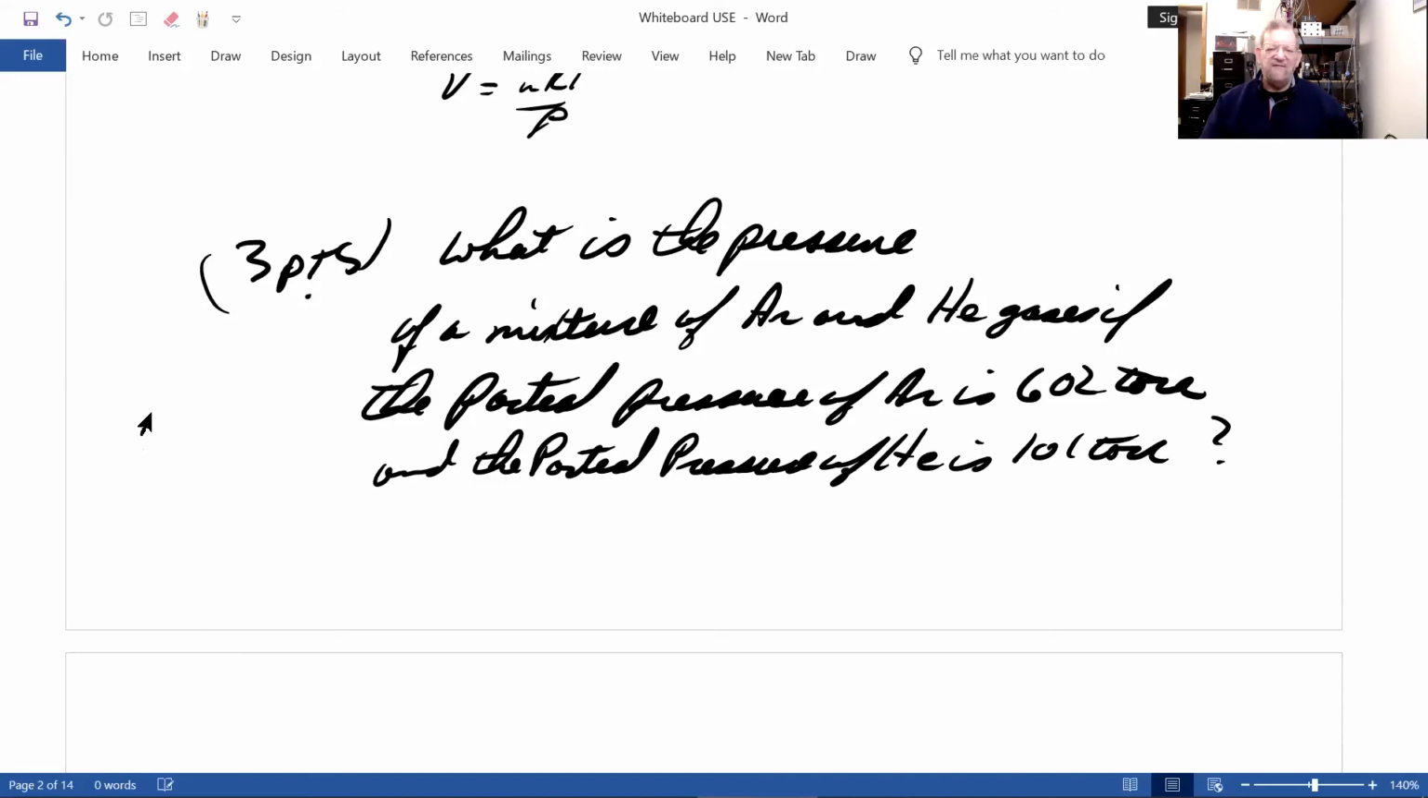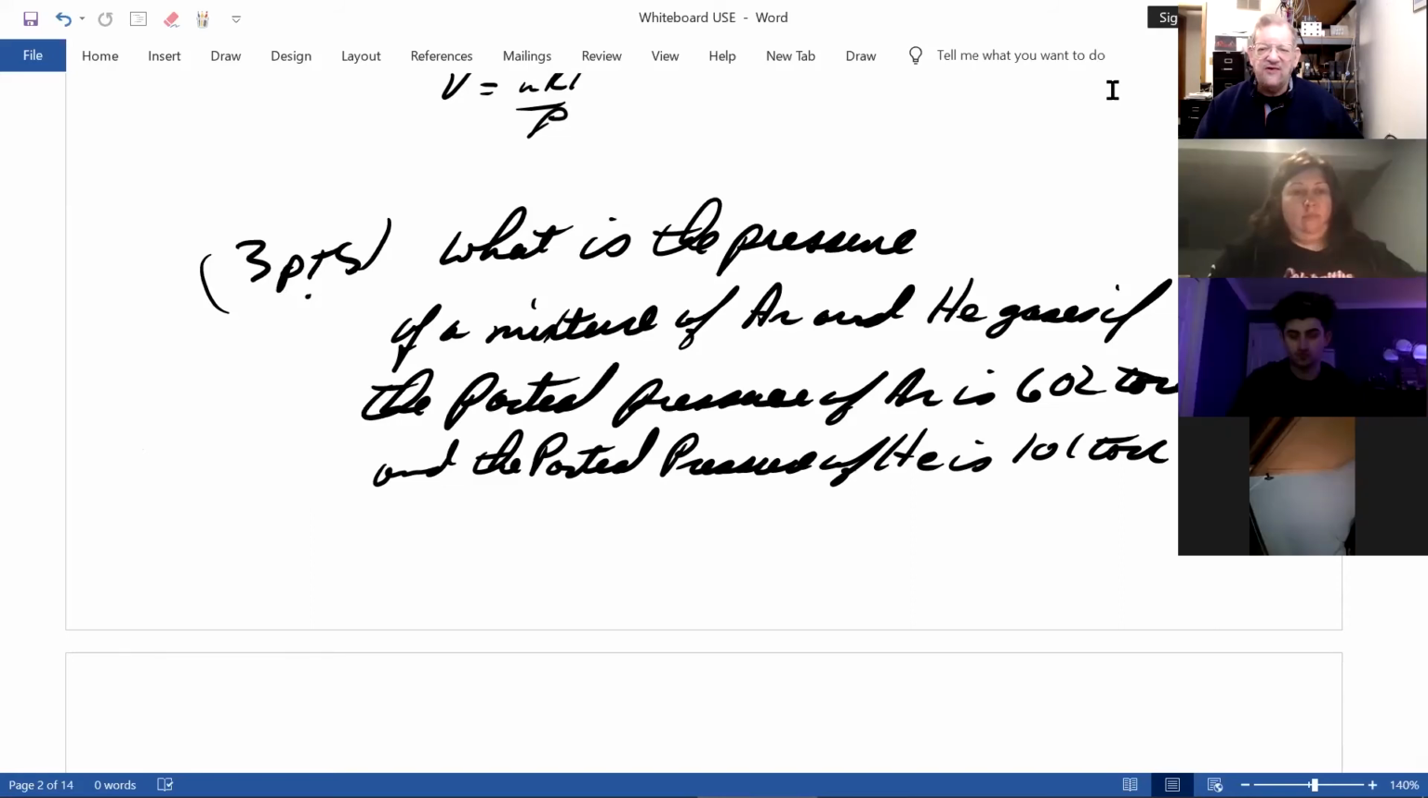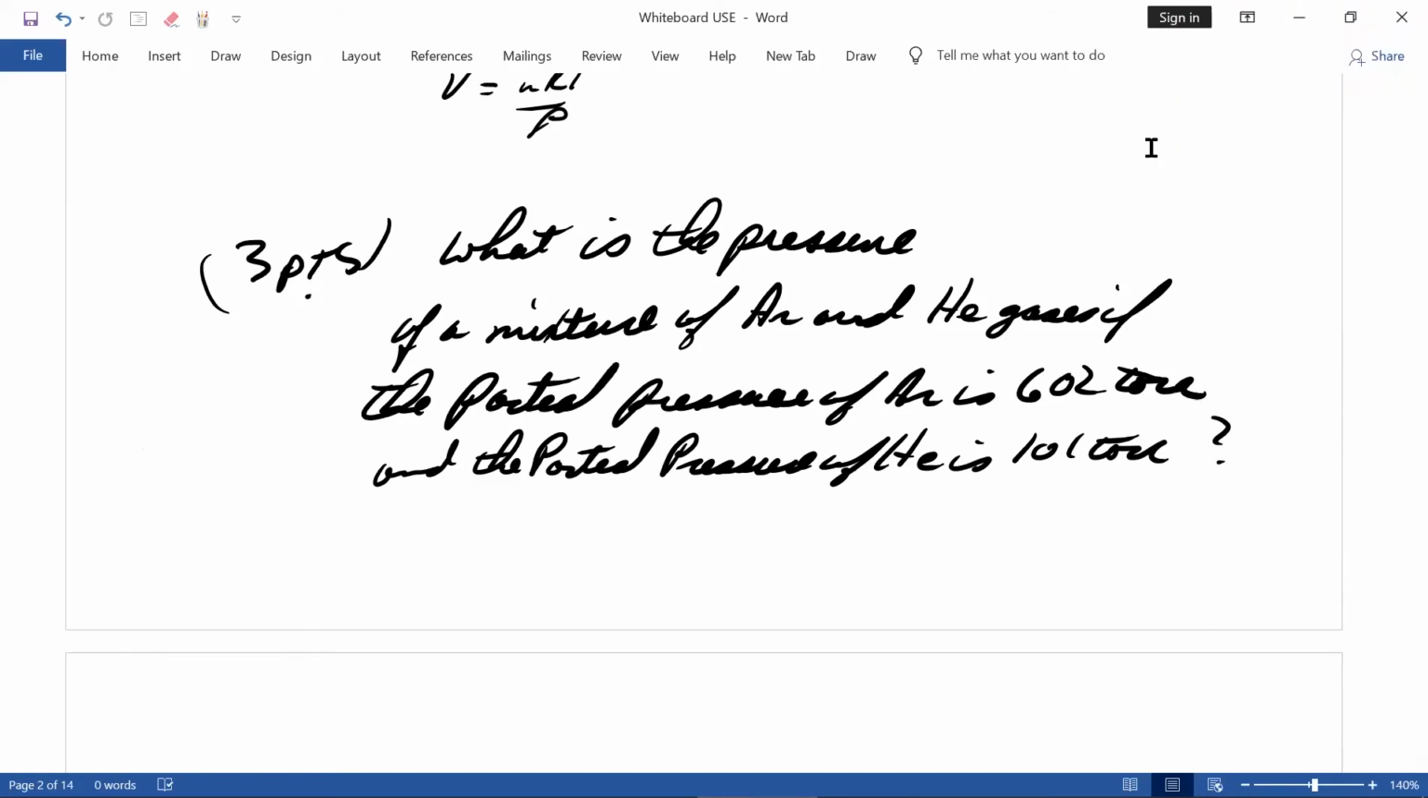And there's a problem for you, so you can practice Dalton's law of partial pressures. Everybody see that? Now let me decode it. What is the pressure of a mixture of argon and helium gases if the partial pressure of argon is 602 torr and the partial pressure of helium is 101 torr? Your turn.